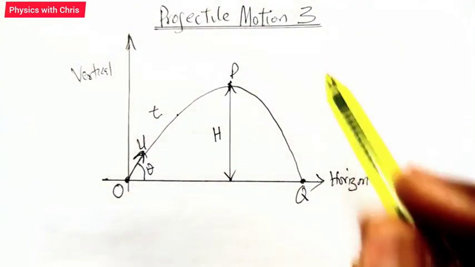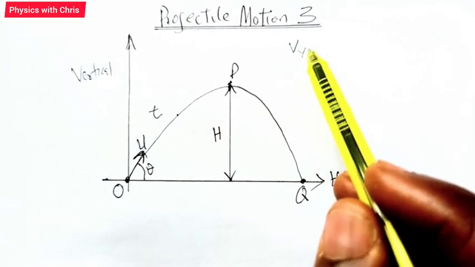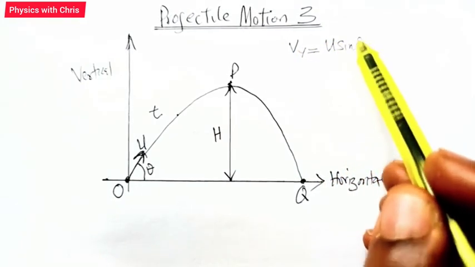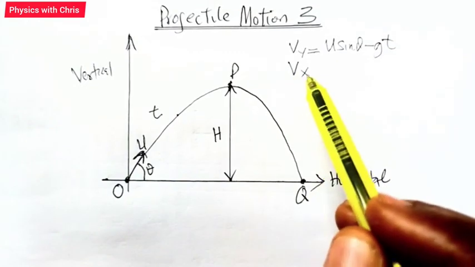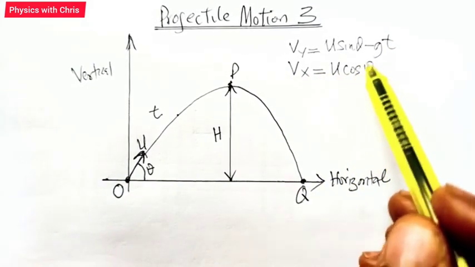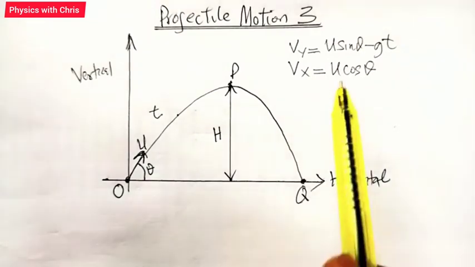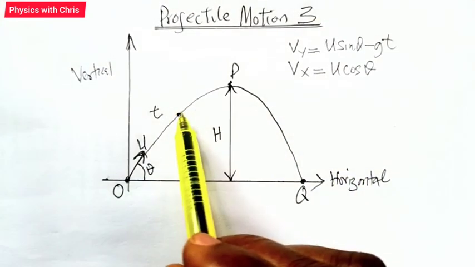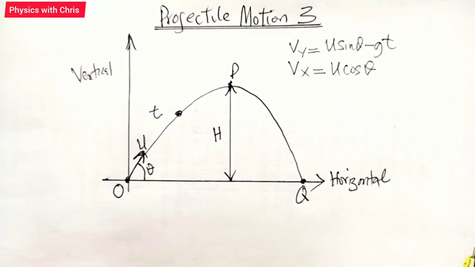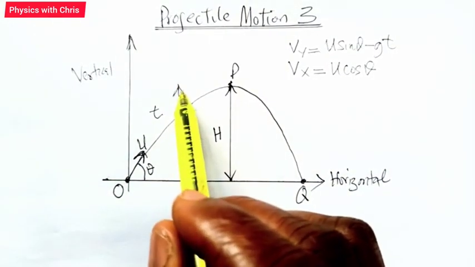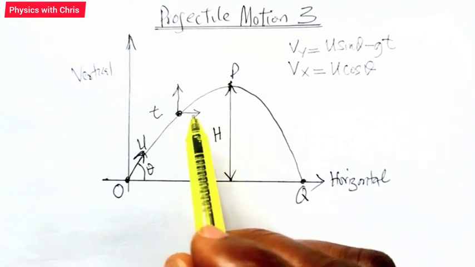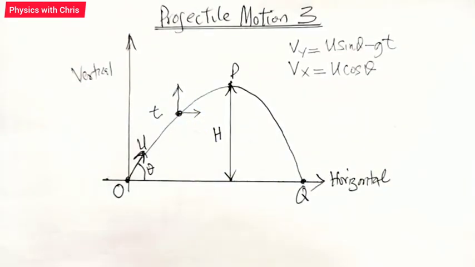And then before that, we already derived equations for Vy, which we said is u sine theta minus gt. We also got our Vx as u cos theta. These two equations are used to calculate the velocity of the projectile, because the velocity has two components: the vertical component, which is Vy, and the horizontal component, which is Vx. These two equations are used to calculate the velocities of this projectile some seconds after it is projected.